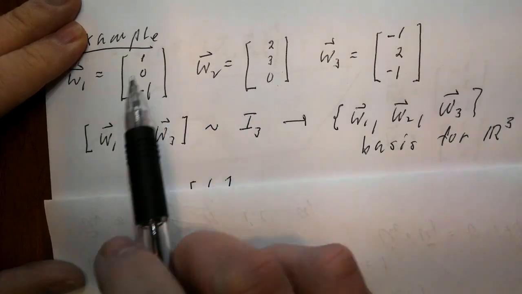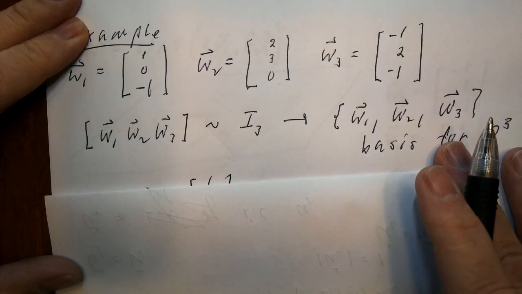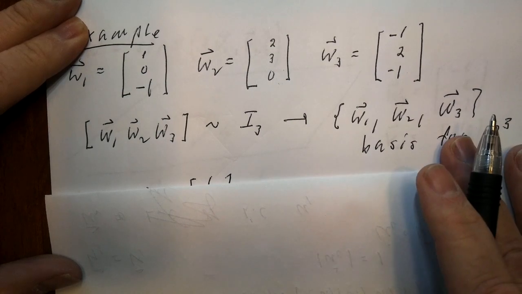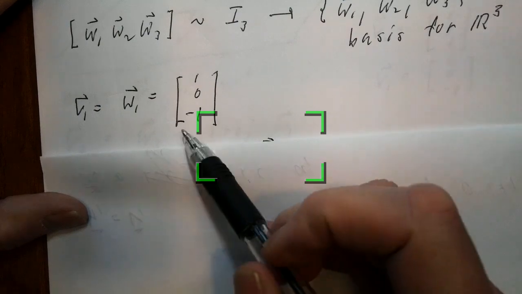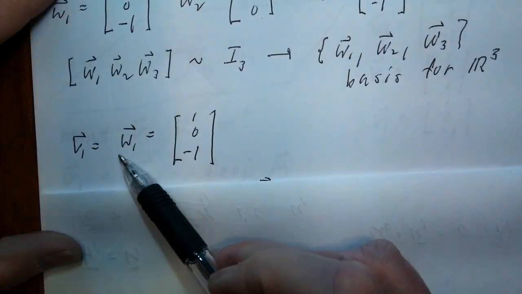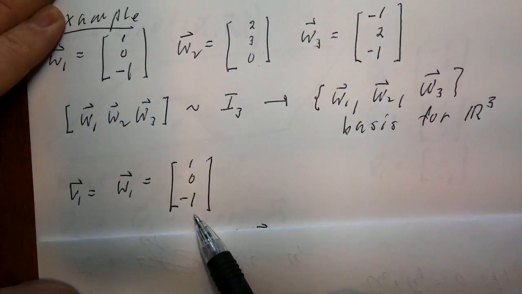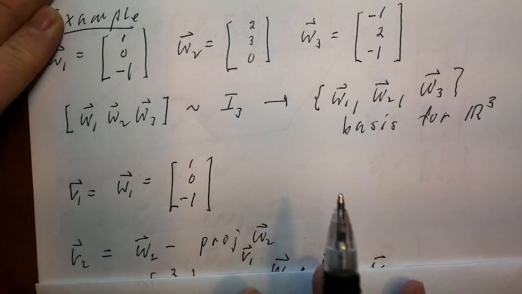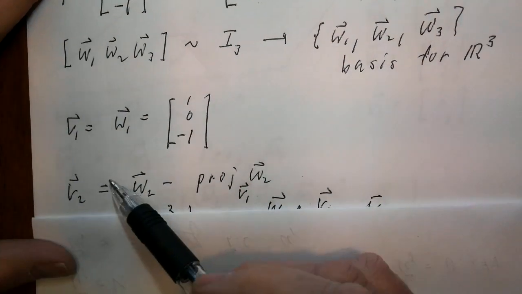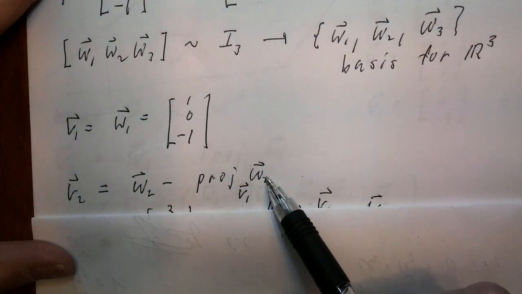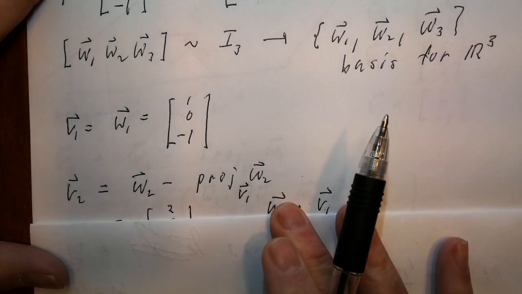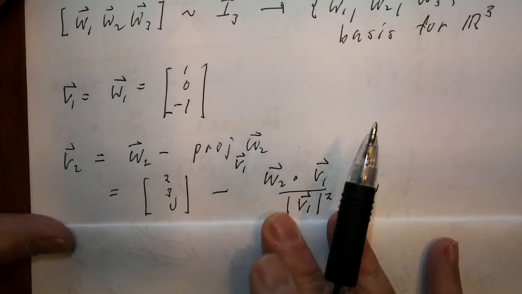What we're going to do is use the Gram-Schmidt process, starting with them, to create an orthonormal basis for R3. The first step is to let V1 be W1, which is 1, 0, negative 1. The next step, just like before, is V2 equals W2 minus the projection of W2 onto V1. Let's do that simple calculation.